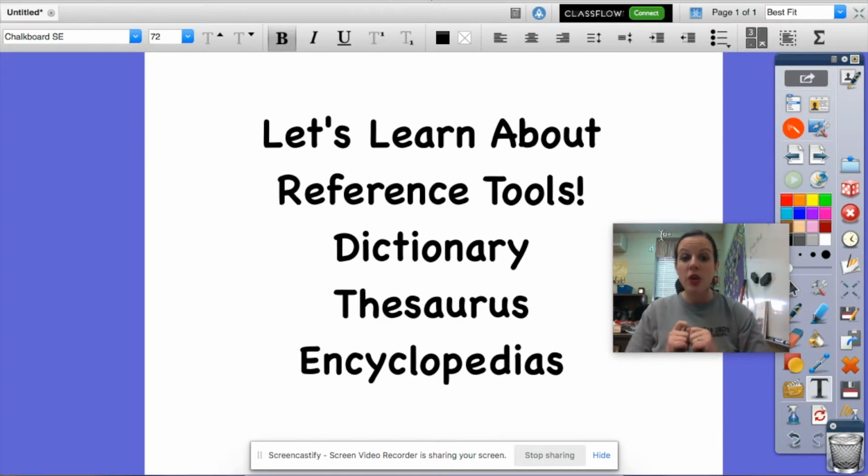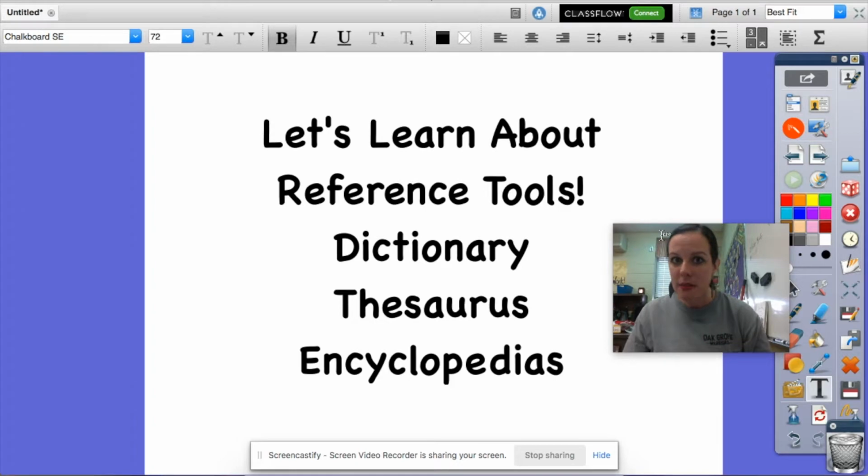Okay, so we're going to learn about 3 different reference tools this week and why they are important. We're going to learn about the dictionary, the thesaurus, and encyclopedias. What is a reference tool? A reference tool is something that you use to become a better reader, researcher, and writer.